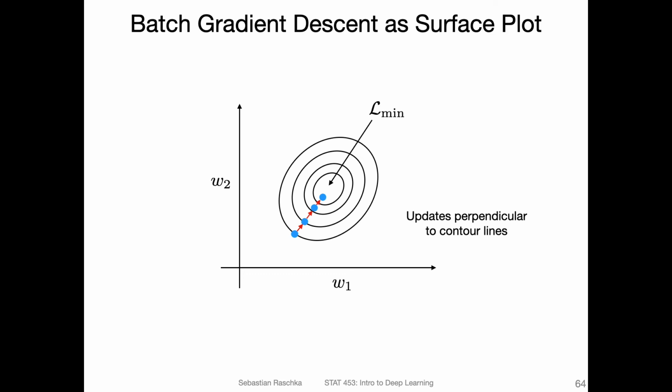Here's again how gradient descent looks using a surface plot. Here we have again the mean squared error loss, and we are looking at 2 weights now, and the global minimum is here in the center.